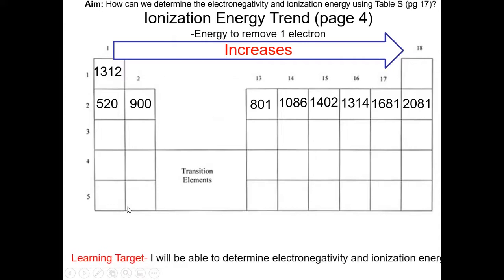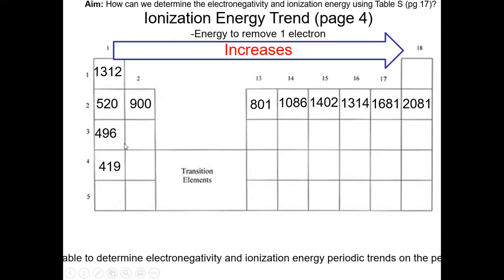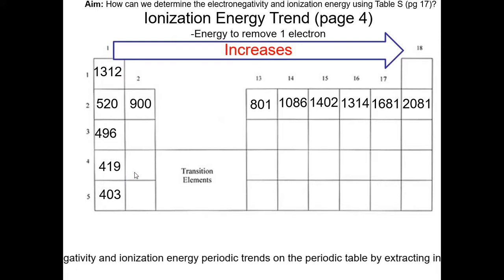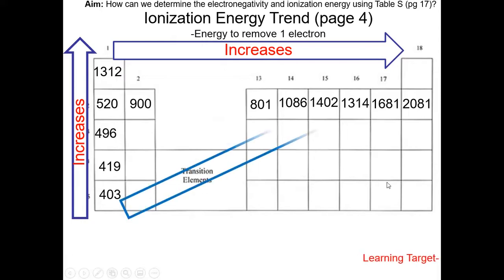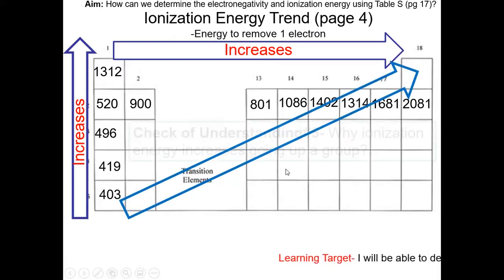Hydrogen is 1,312. Lithium is 520. Sodium is 496. Potassium is 419. And rubidium is 403. So the trend is that it increases from bottom to top. So ionization energy has the same trend as electronegativity.